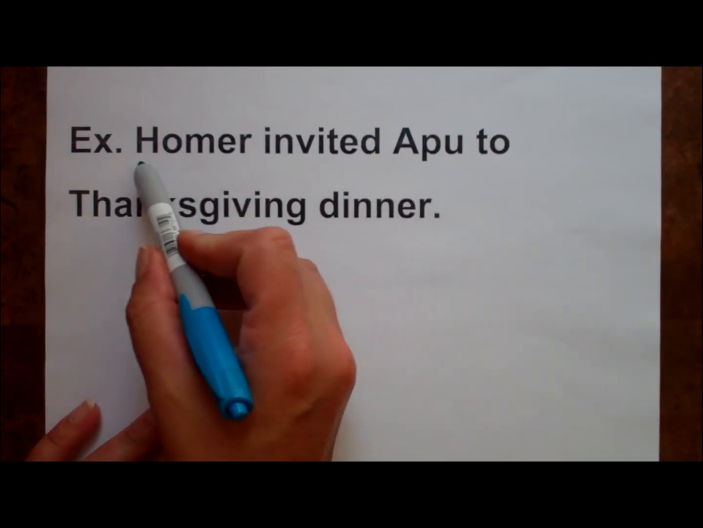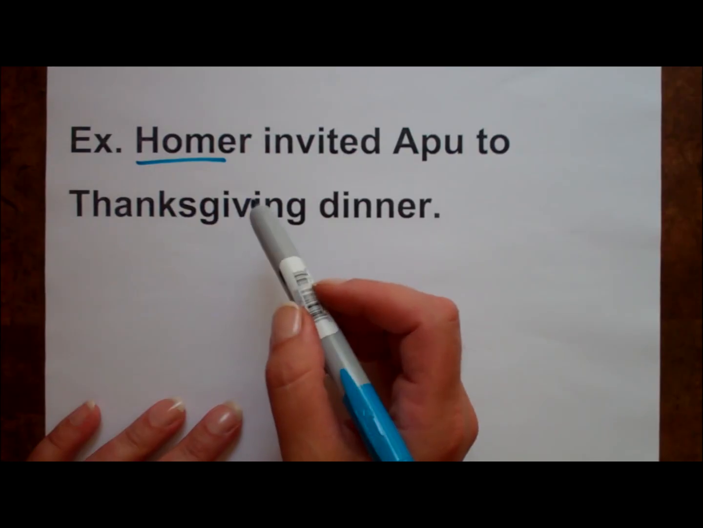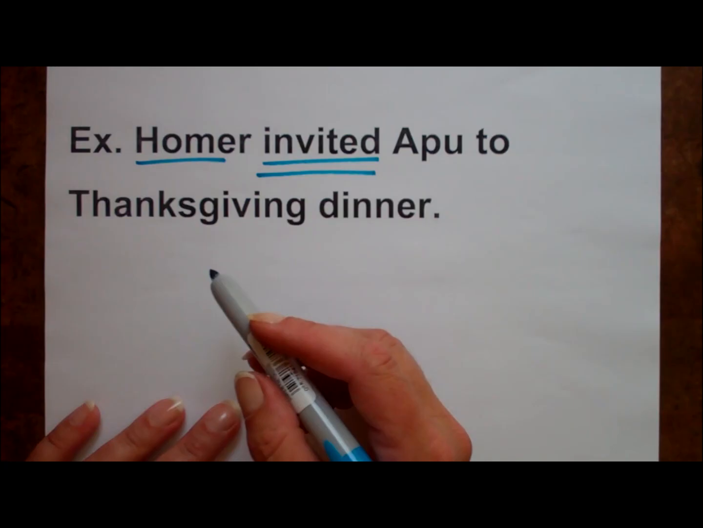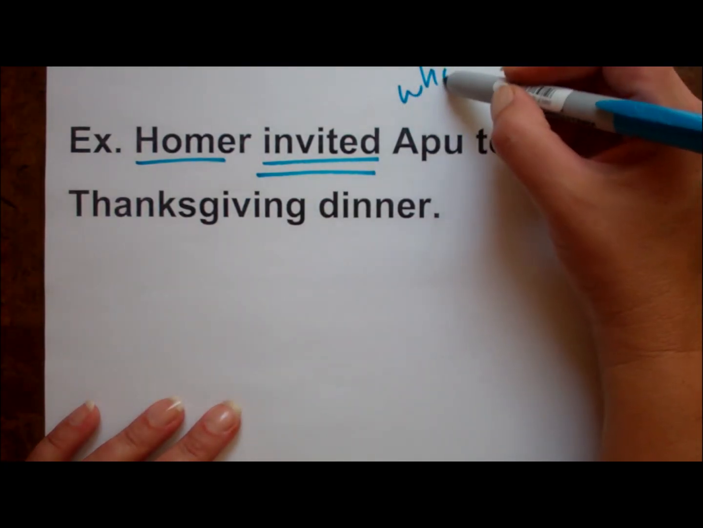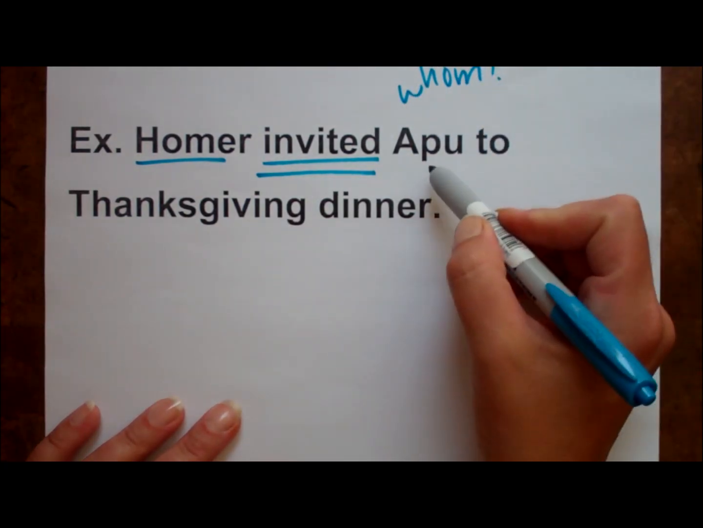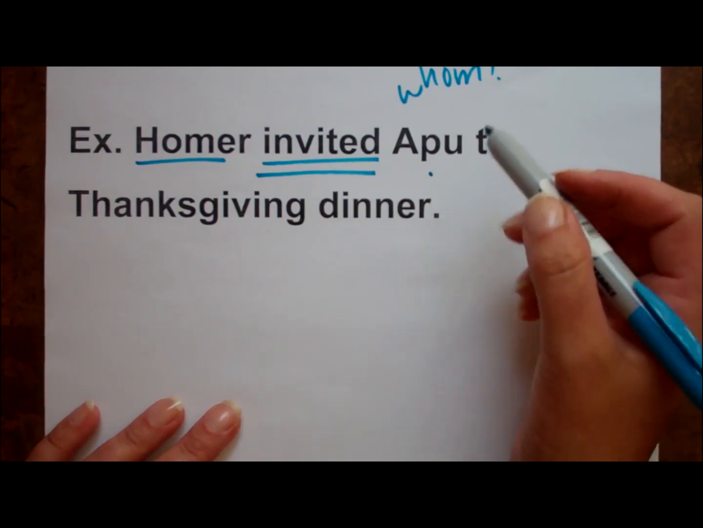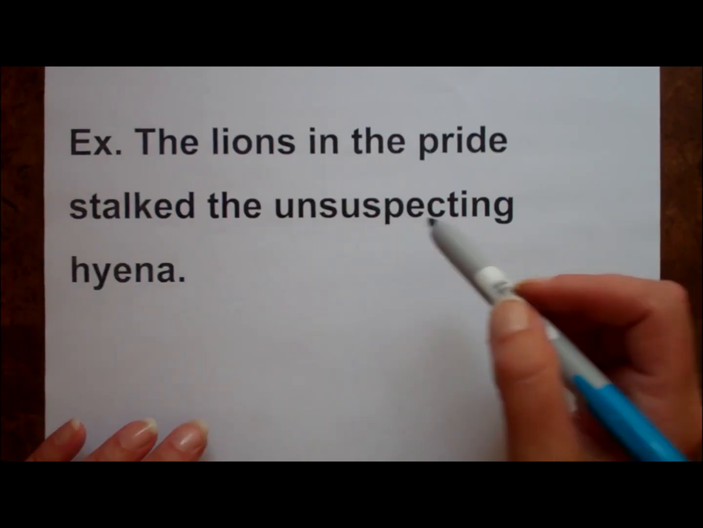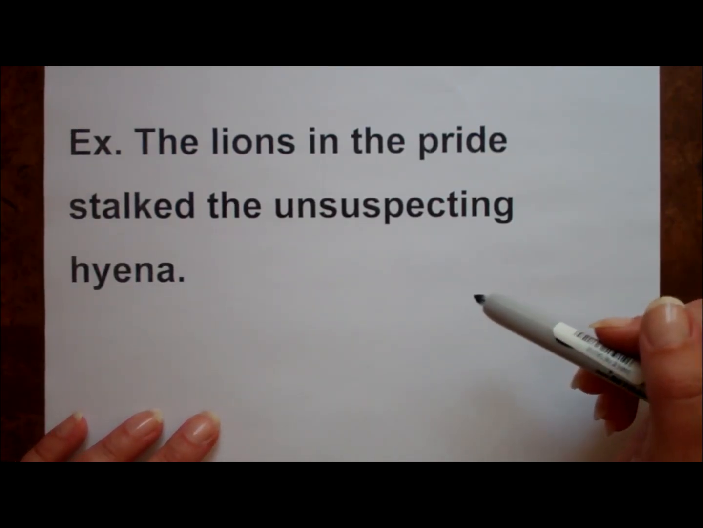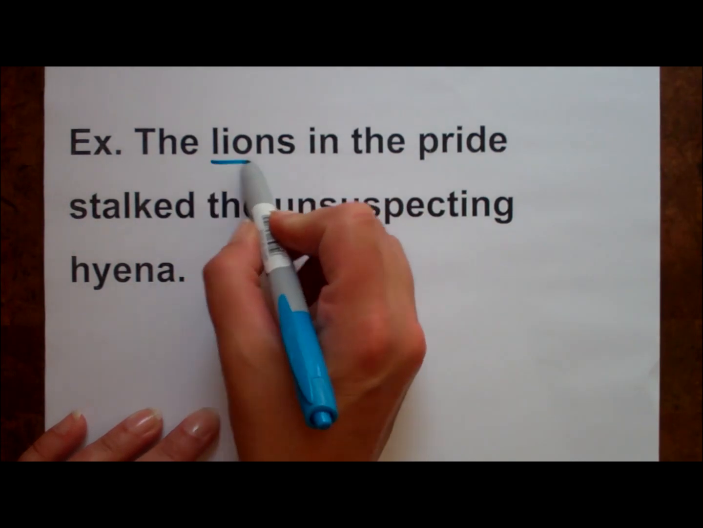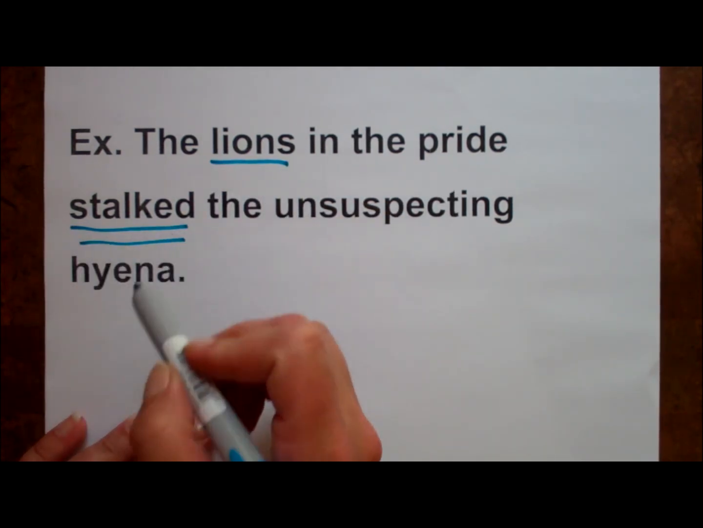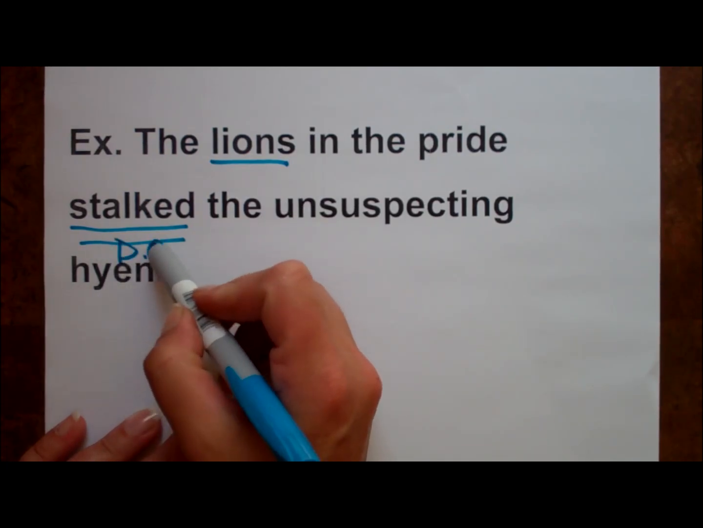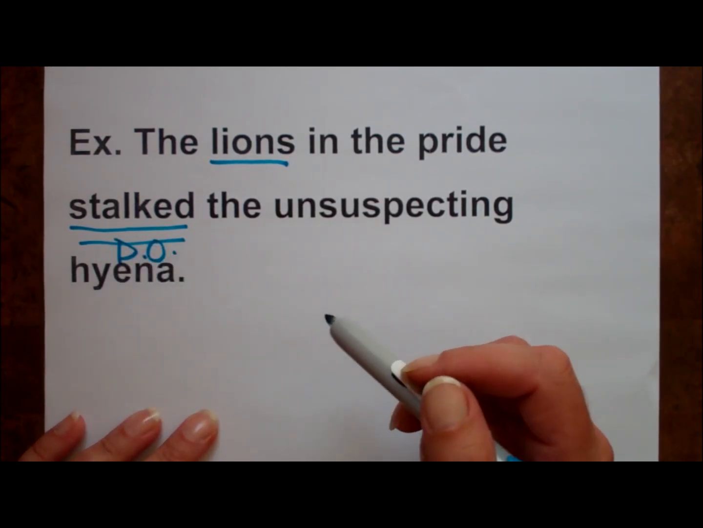The subject is Homer. The transitive verb is invited. Let's use those questions again. Homer invited whom? Apu. Clearly, Apu is the direct object of this sentence. The lions in the pride stalked the unsuspecting hyena. Lions stalked what? They stalked the hyena. That's your direct object.